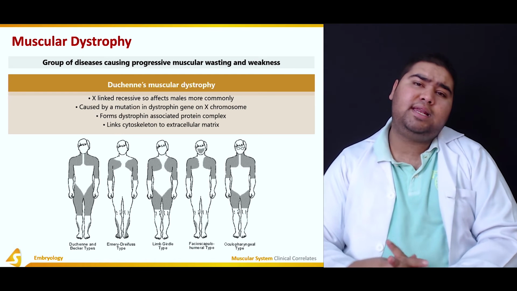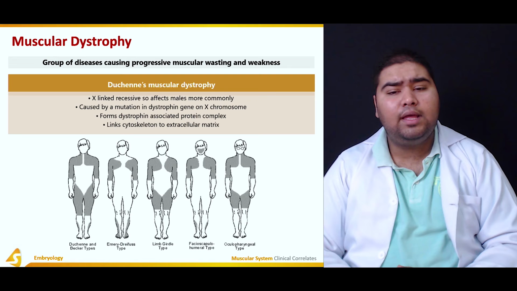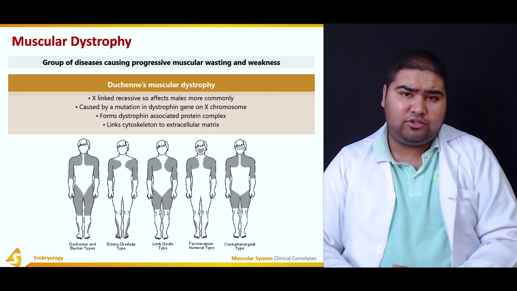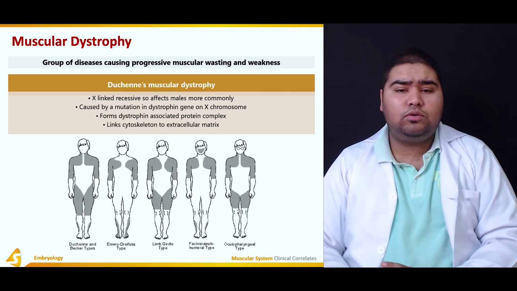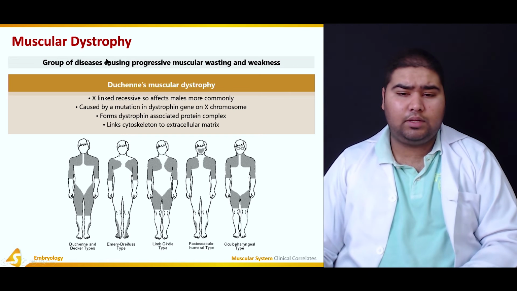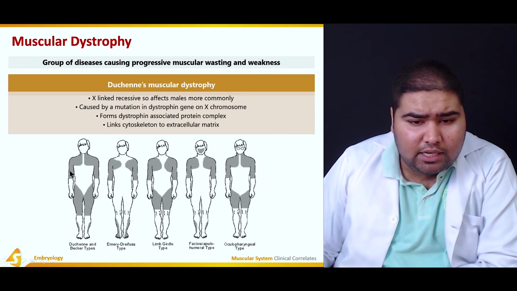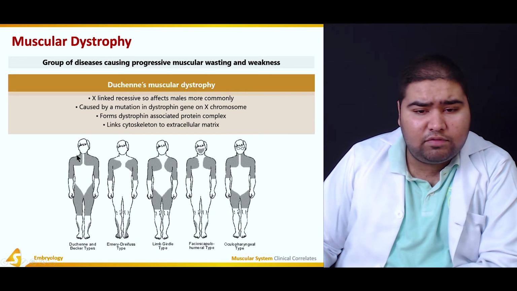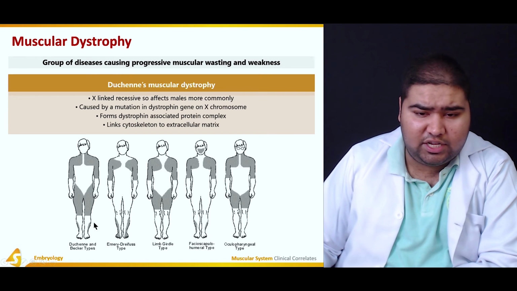So the cytoskeleton, which is the skeletal framework of the cell, is not being linked to the extracellular matrix, and the body cannot function properly. So in Duchenne's and Baker's type, these are the muscle groups that are involved: the muscles of the upper limb, the muscles of the shoulder girdle and the neck, and the muscles of the lower limb and the calf region.